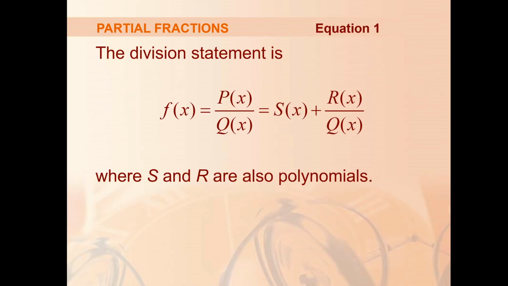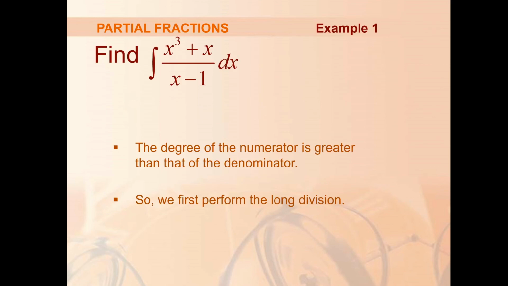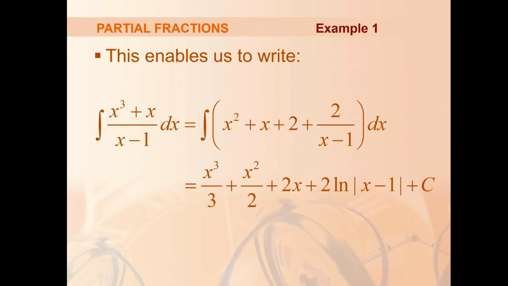Once we do the long division, we get the quotient plus the remainder over the divisor. Now let's try an example like this. We perform the long division, and we end up with x squared plus x plus 2 over x minus 1. Then, term by term, we can separate the terms out and integrate individually. So we have x to the power of 3 over 3 plus x squared over 2 plus 2x, plus 2 times natural log of absolute value of x minus 1, plus constant c.